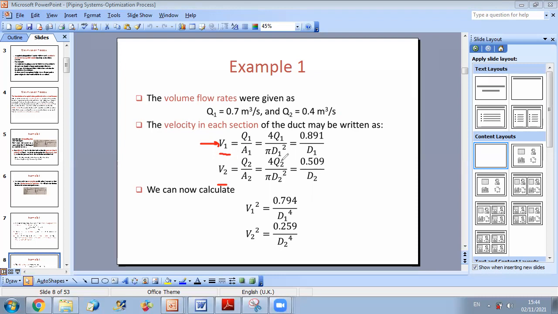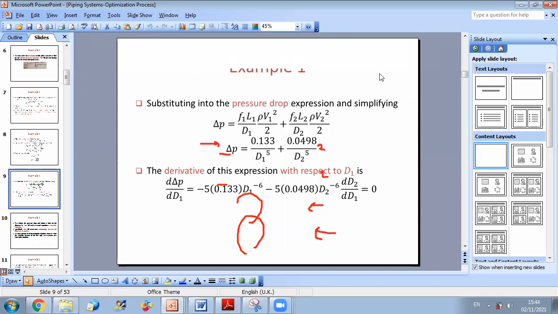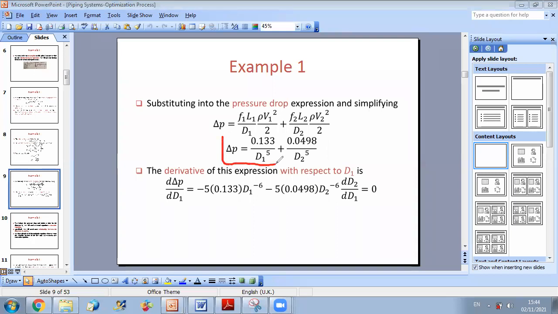Okay? So by replacing Q1 and Q2 by their numerical values, we get, here I forgot to put the square, V1 is 0.891 over D1 squared, and V2 is 0.509 over D2 squared. And since in the equation we want V1 squared and V2 squared, we can compute that the squares of V1 and V2 will be inversely proportional to D to the power 4. Okay, so now we expressed V1 and V2 as functions of D1 and D2, and we can replace these by their values in the pressure drop relation. So what we were able to do until now is to find the value of delta P as a function of D1 and D2.